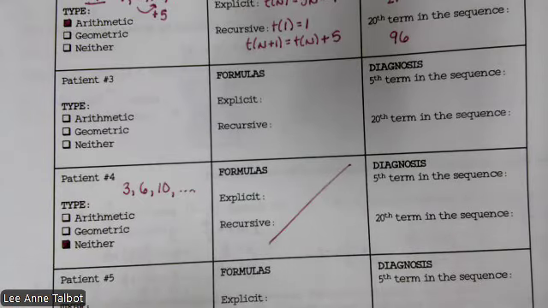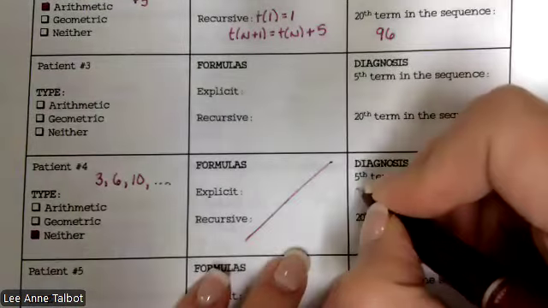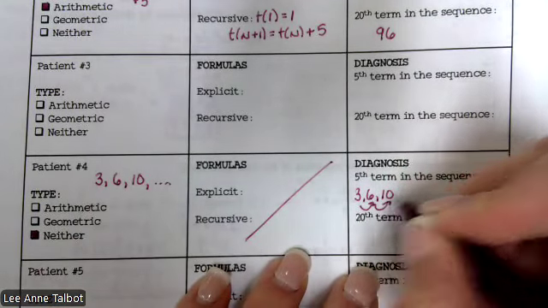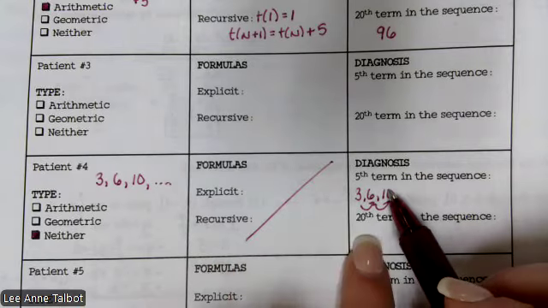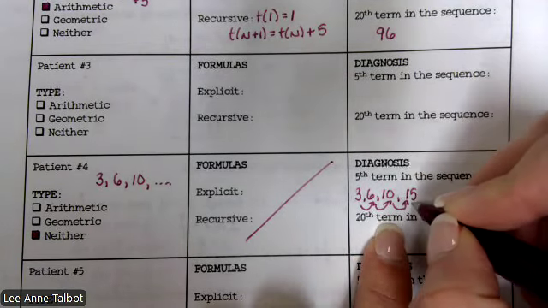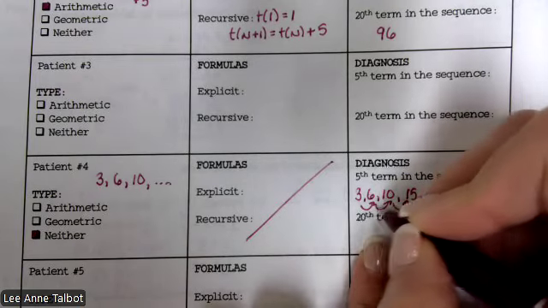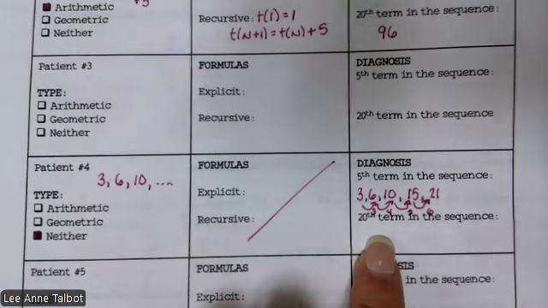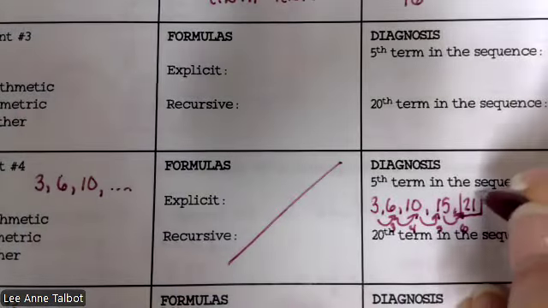But we can find the fifth term. Okay, so 3, 6, 10. What is happening in this sequence? This one went up 3 and then went up 4. Yep, up 5. Up 6. So the fifth term is 21.